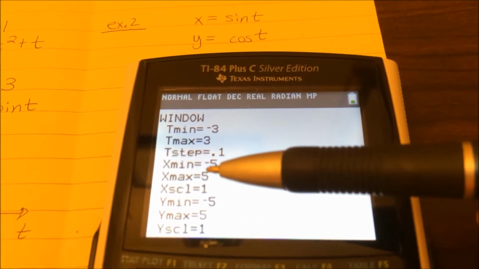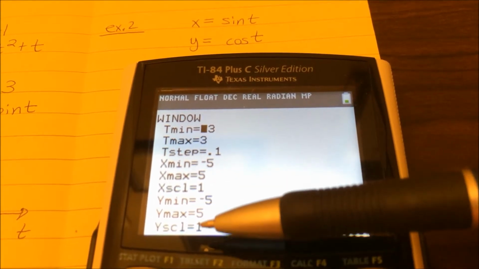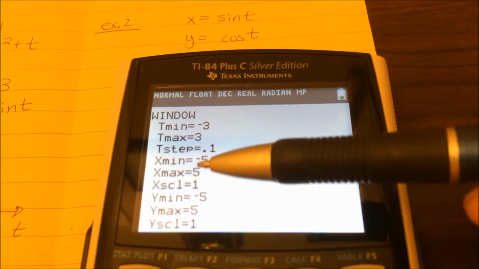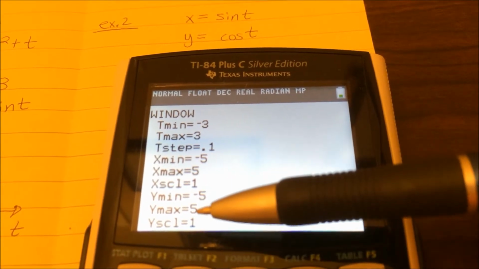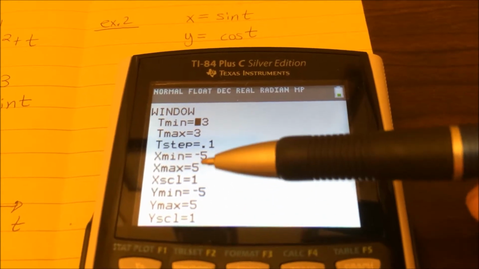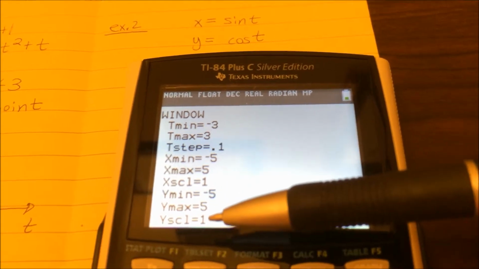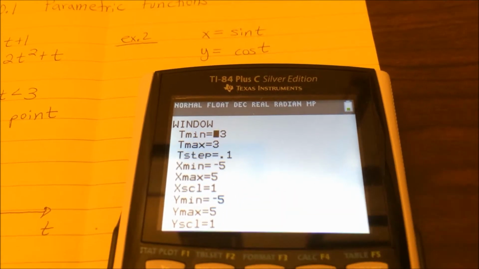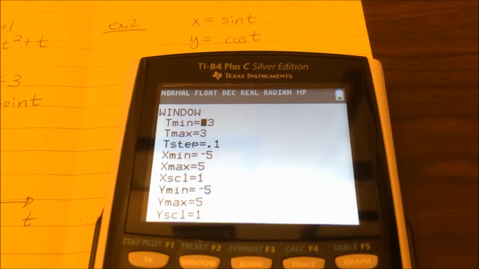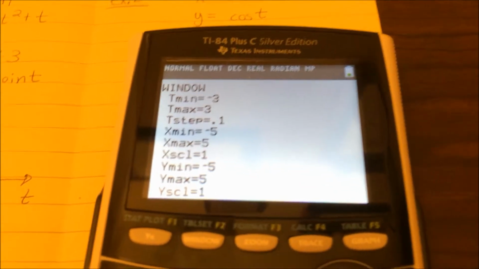Now, we still have the X max and X min, and also the Y max and Y min. Now, this right here, unfortunately, they do not tell you, like we've done before. So you're just going to have to play around with these just to see what it looks like, all right? So I think we'll keep it at the 5s. That looks pretty good. So let's graph this out.